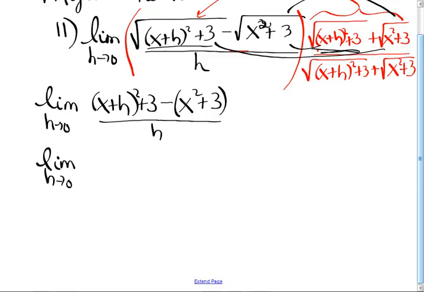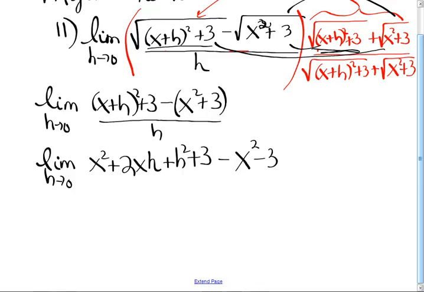Well, I can't do anything. If I put in 0, I still get 0 over 0. So I can't think of anything to do but expand that. What is that? Plus 2xh plus h squared plus 3. And in my class, I promise you, everything's going to cancel out, just about, if you do it right. And what did I forget? I forgot my denominator here, which is classic, because that's what you guys do all the time. That's plus 3 under the radical plus this.